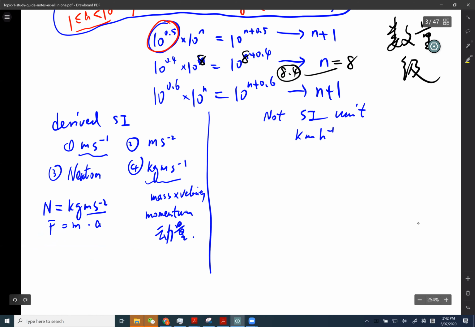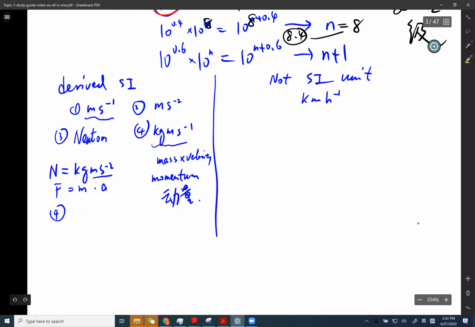We have a lot. For example, Ryan, I'll just write the unit and you tell us what the quantity is. What's this? Energy. What's this? Yes, power. A lot of SI units.